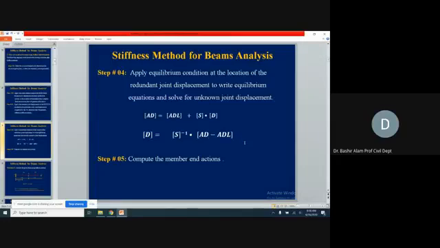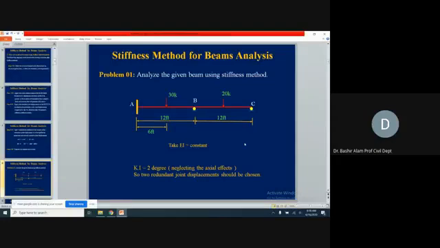Once the unknown joint displacements are found, in step number 5, we find out the member end actions. You can find out the support reactions, all the unknown quantities. So directly you can find them now with the help of these known joint displacements. And once we know the member end actions, in step number 6, we draw the shear force and bending moment diagram. Now let's apply these steps to the actual problem. So while looking at the screen, let me go to the presentation mode so that you can see it clearly.